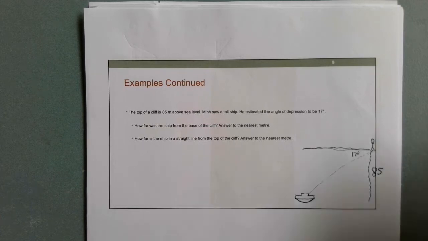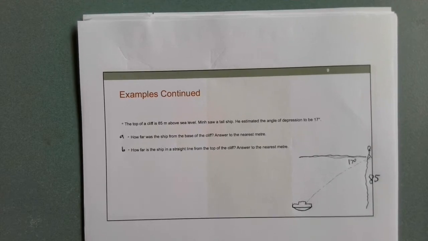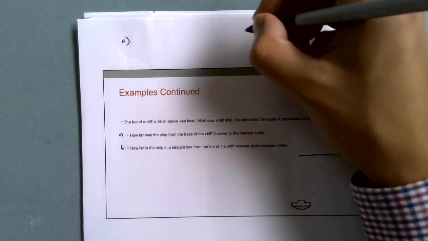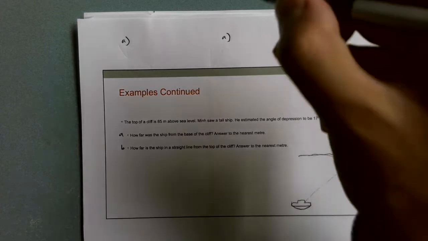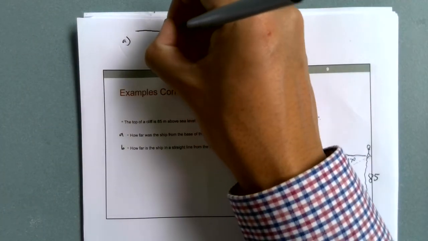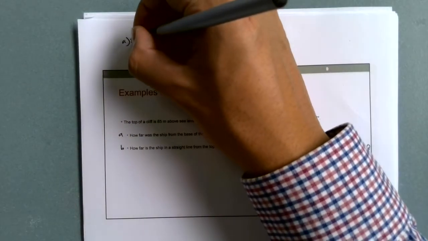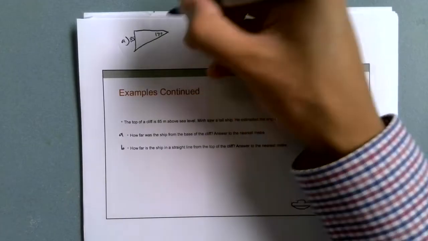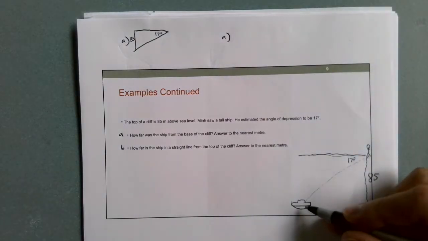Now, before we tackle this second question, I just want to show you that we can actually solve question A in two different ways whilst getting the same answer. So with question A, we could theoretically draw a triangle like this. Over here is the height, 85. Over here is 17 degrees. And we want to find how far the ship is from the base of the cliff.